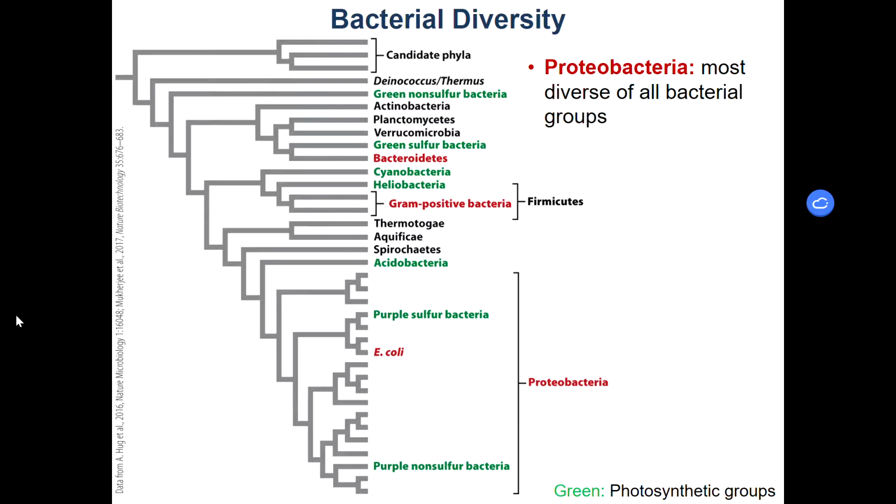I apologize if you are red-green colorblind. This is what the textbook figure is. I don't know why they use red and green, but all of the green ones are all photosynthetic groups. So photosynthesis, the ability to get energy from the sun, evolved multiple times in bacteria. Some bacteria are bad and they make us sick. We actually have some good bacteria, so good bacteria, bad bacteria, neutral bacteria, lots of different types of bacteria.